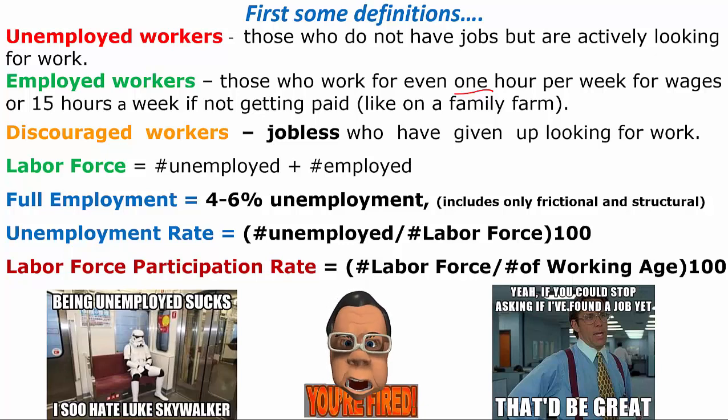And then lastly on this slide we have the labor force participation rate. This is the percentage of our working age population that is choosing to be part of the labor force. So you take the number in the labor force and you divide by the number of workers that are of working age, which is typically, we just use 16 and older for that. And then you multiply it by 100.